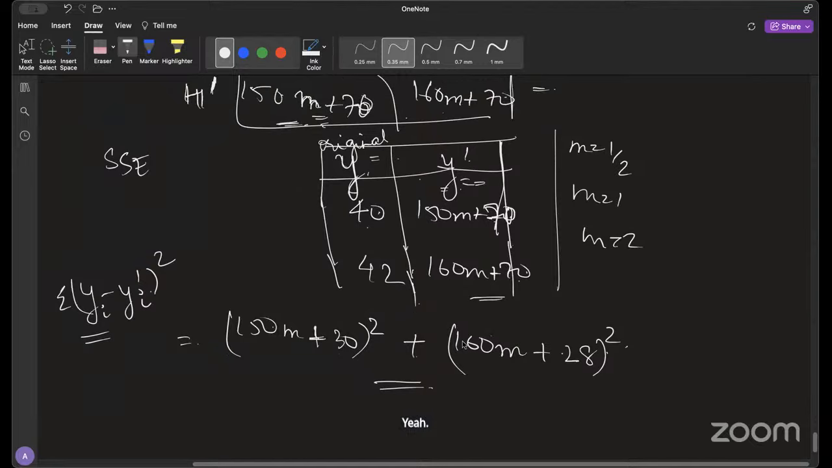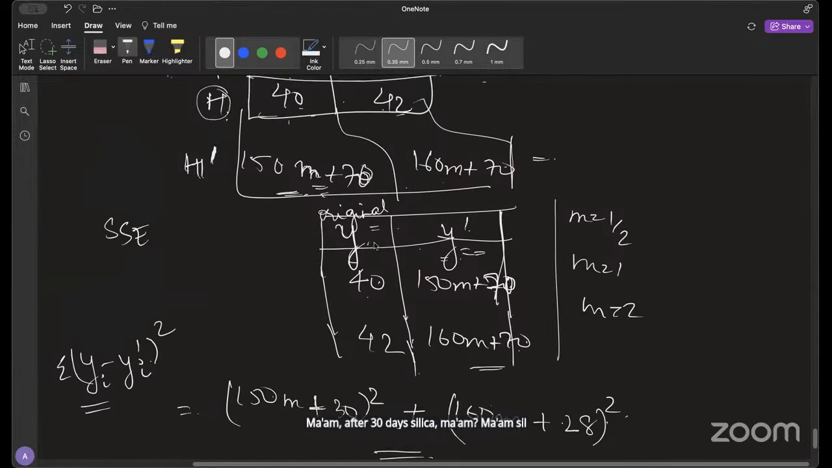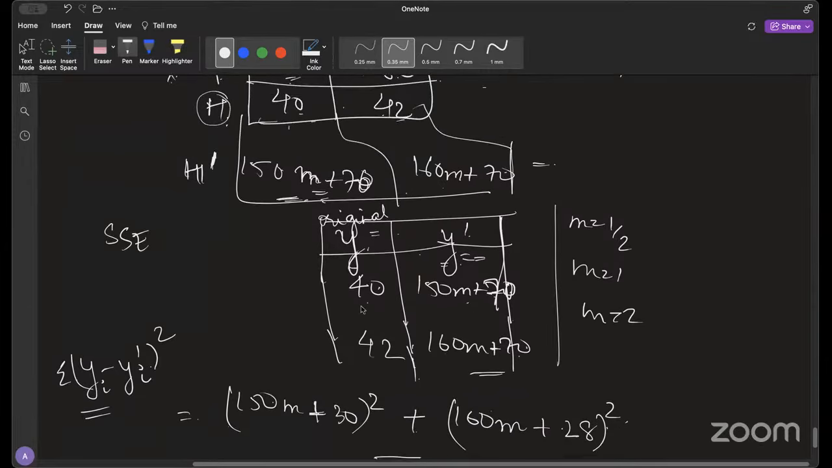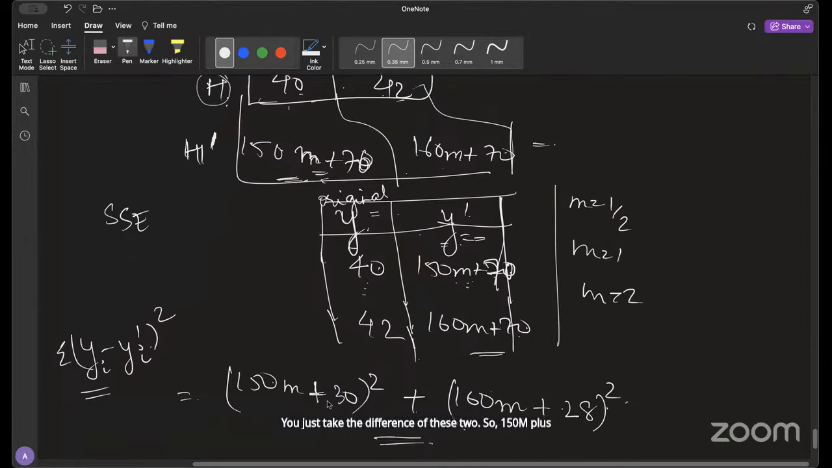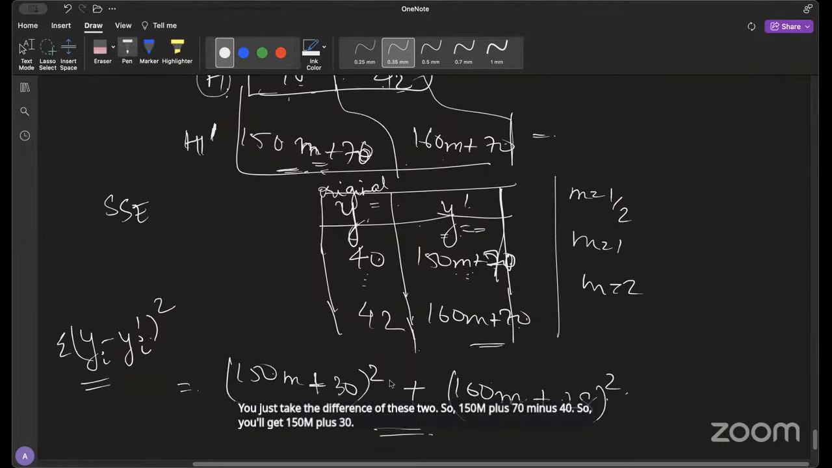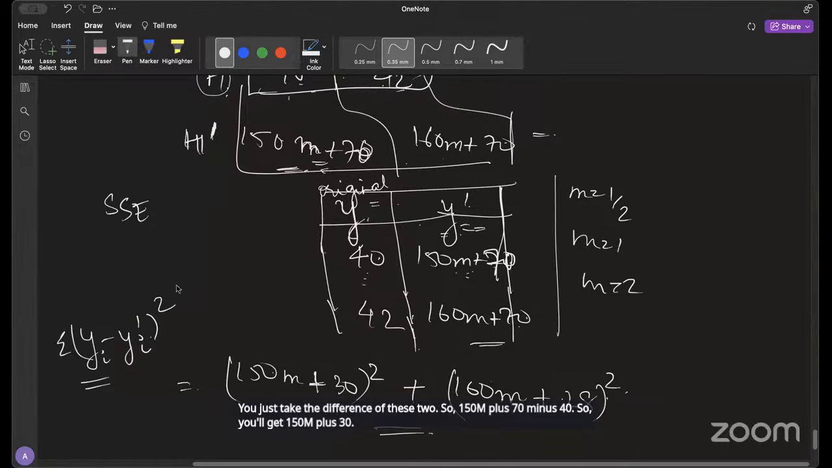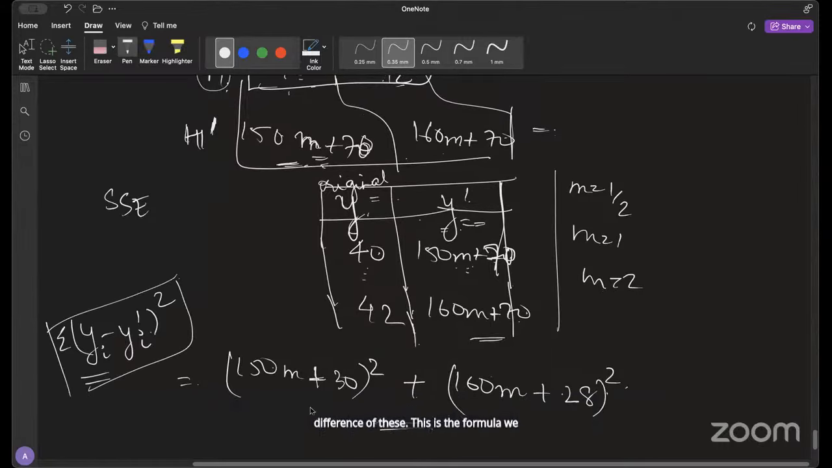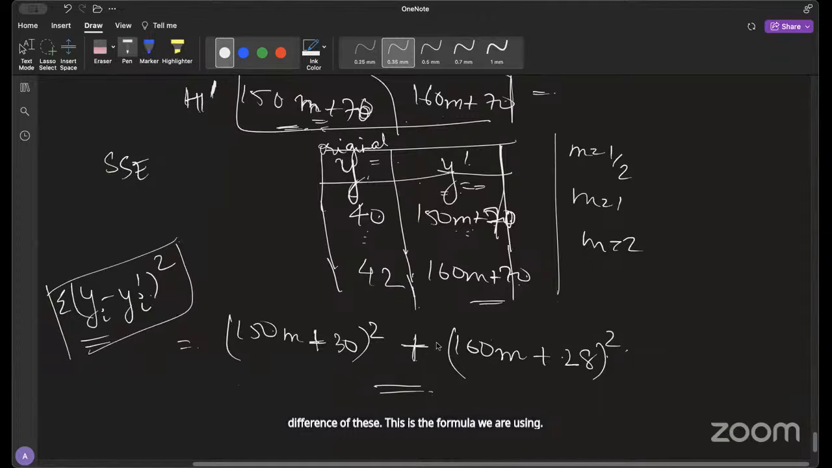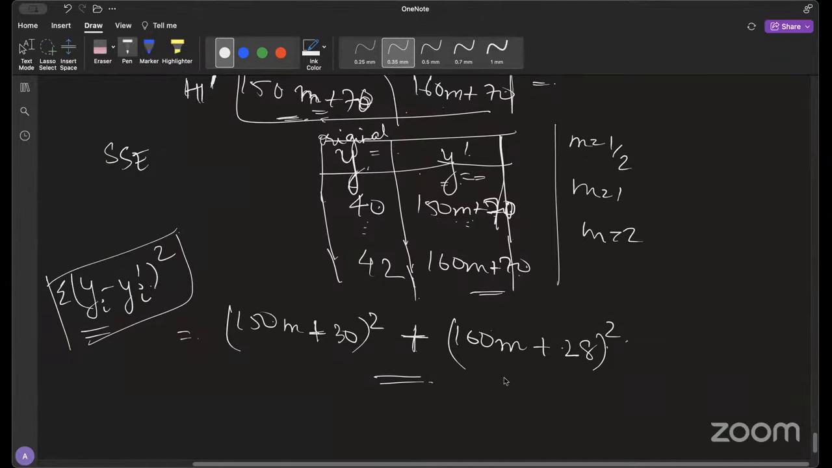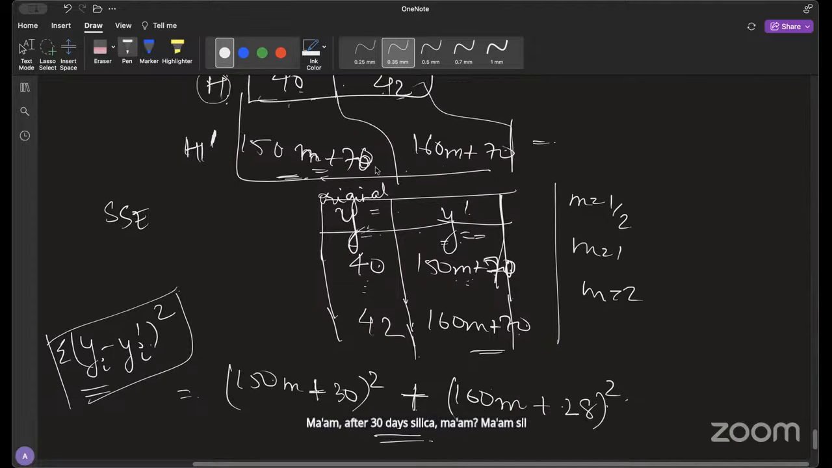Ma'am, how did you write 30? Where did you get it from? You just take the difference of these two. So 150m plus 70 minus 40. So you'll get 150m plus 30. Difference of these. This is the formula we're using. Yes ma'am, y dash means the original, real data, actual data. Y means the original data points that are given to you in the question.